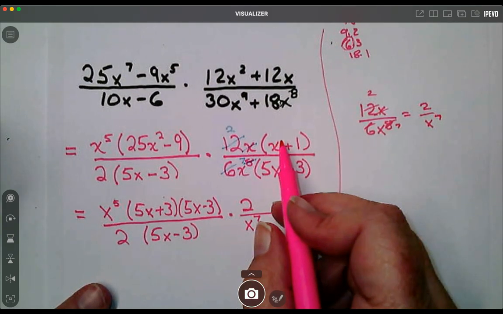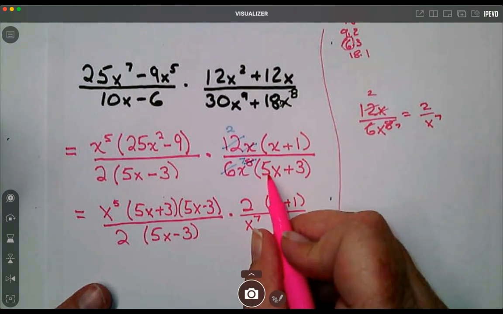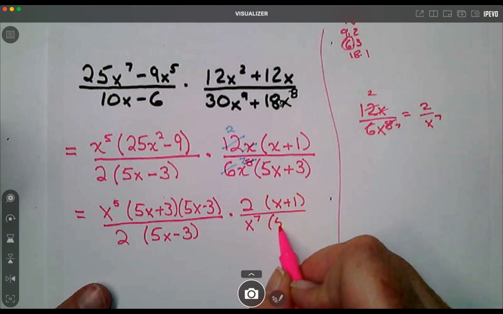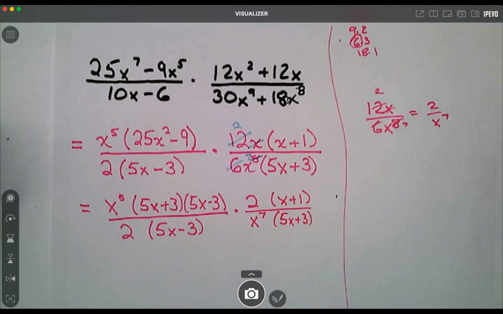It's not to the power of 2, it's not to the power of 3, so I'm stuck with it. Not to the power 2, not to the power 3, so I keep it. And now that everything is factored, we are ready to cancel. This is my favorite part. So let's see what we have here.